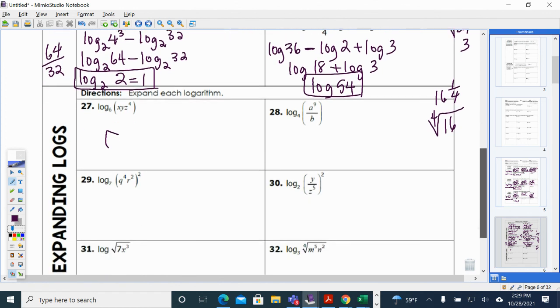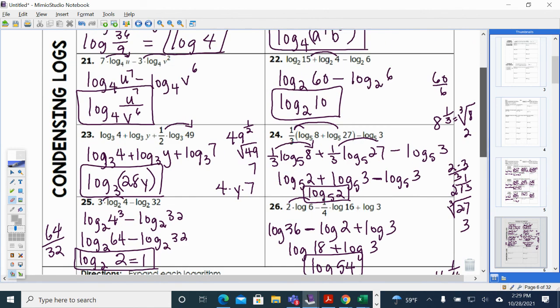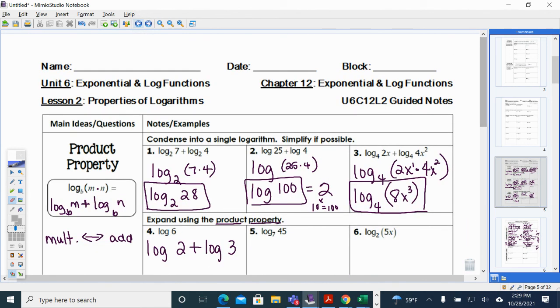Again, I'm not real concerned about the whole expanding process. We may talk in class a little bit about the expanding process. I am definitely more concerned that you guys can condense. So those are your notes for Unit 6, Chapter 12, Lesson number 2.